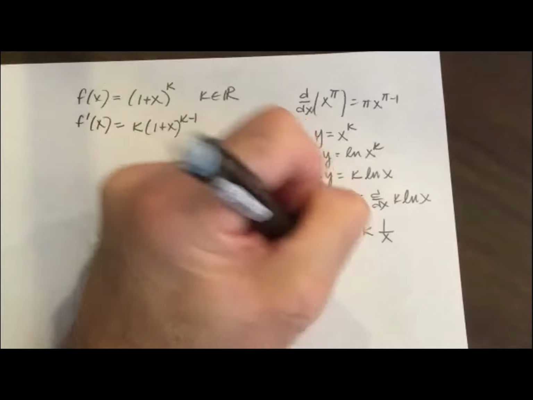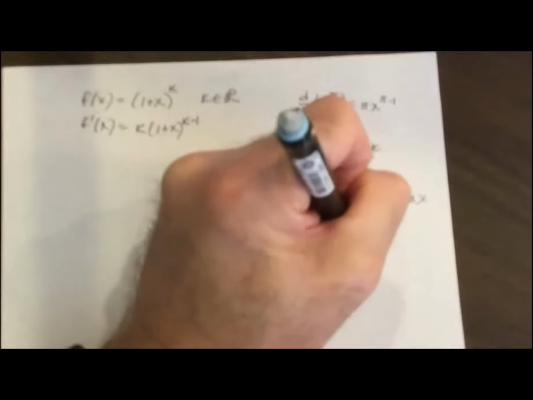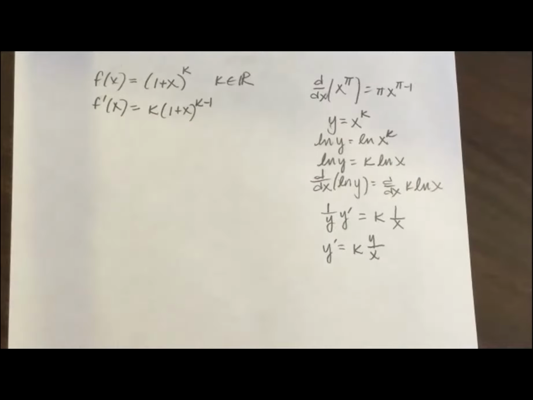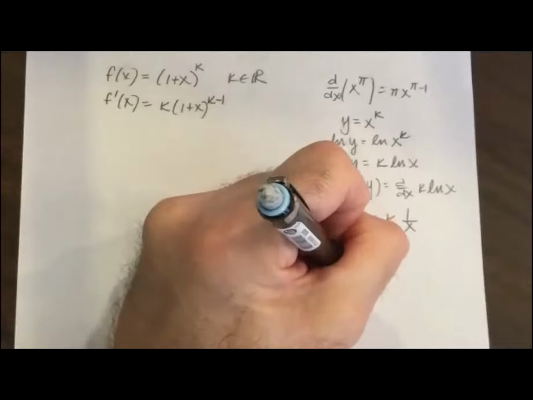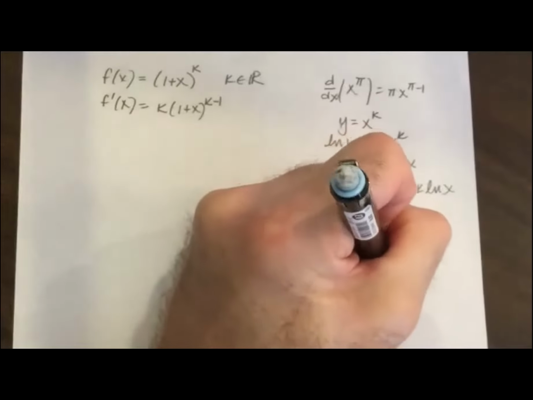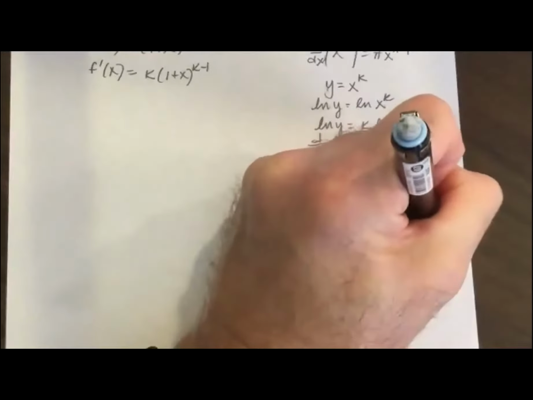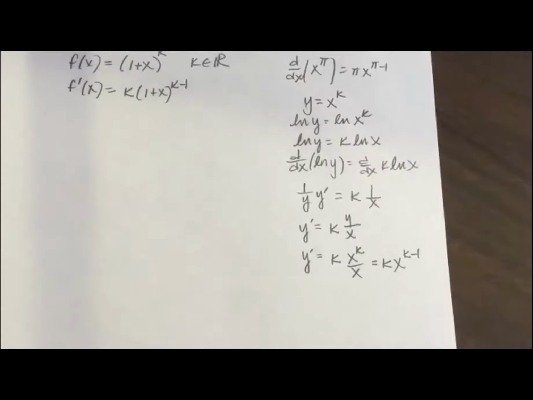Well, now you get y prime on one side all by itself. Looks like k times y over x. But what was y? It was x to the k divided by x. Okay, well, what do you do with the powers when you divide? Subtract. So y prime is kx to the k minus 1. Oh, that's kind of beautiful, isn't it?